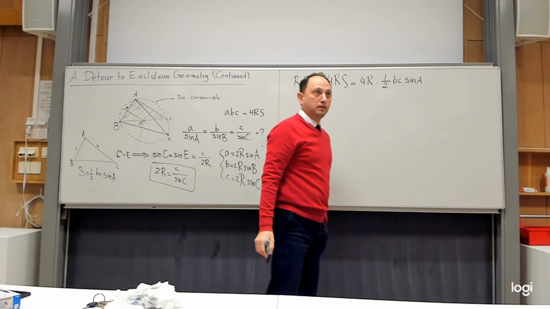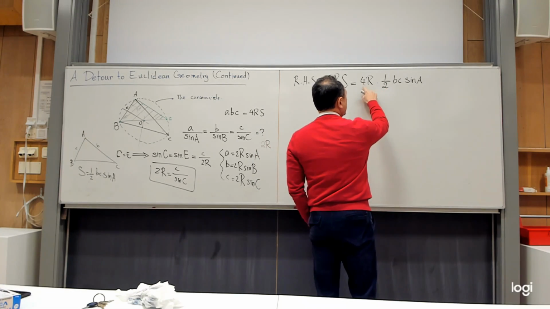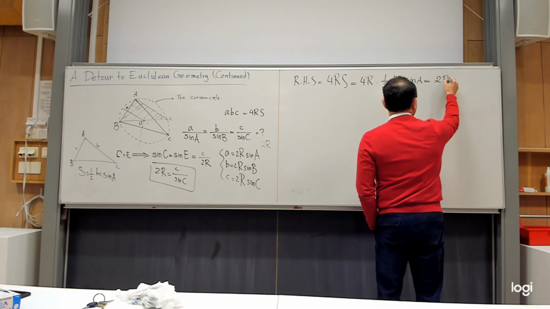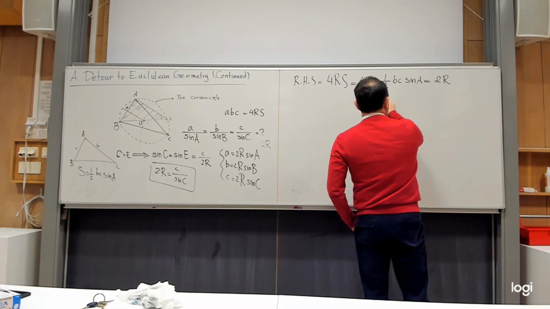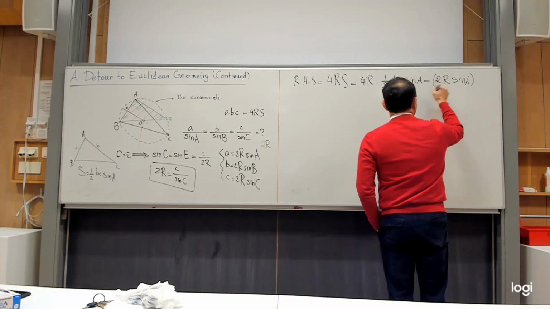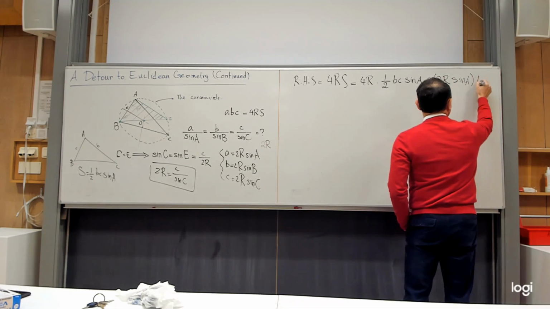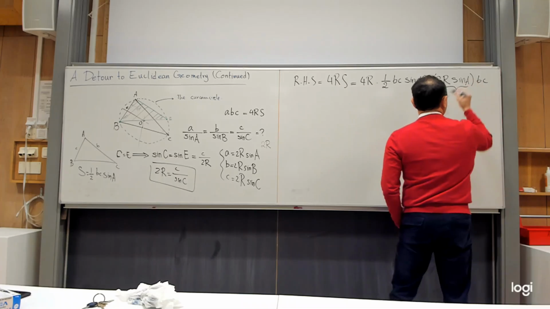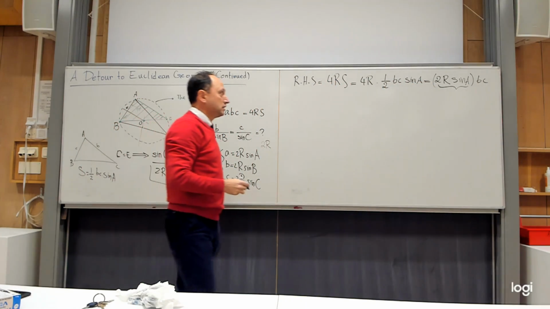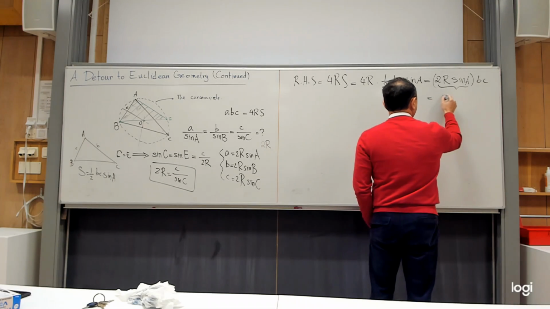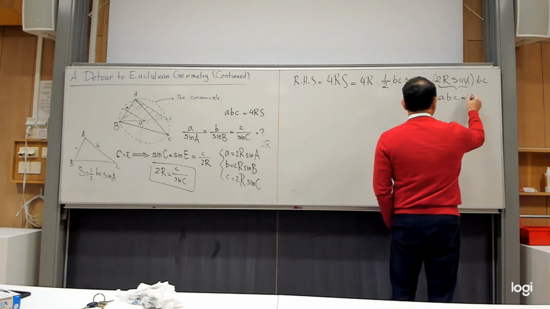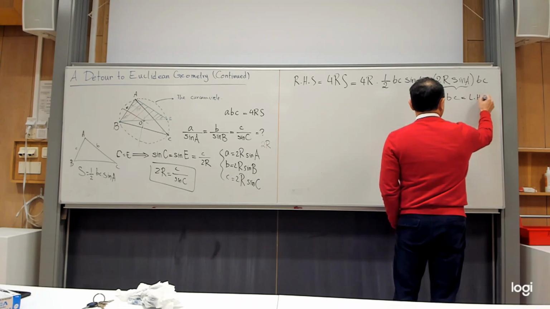Agree? But now this 2 and this 2 will cancel. So this 2 and this 4, it becomes 2R. And if you don't mind, let me write sine A next to it. And then I have BC left alone. But what can I write instead of 2R sine A? It's A. That's ABC, yes? So this becomes ABC, which is equal to the left-hand side.